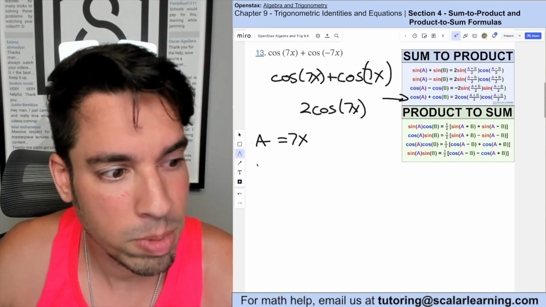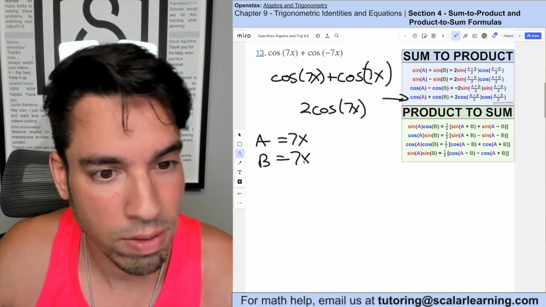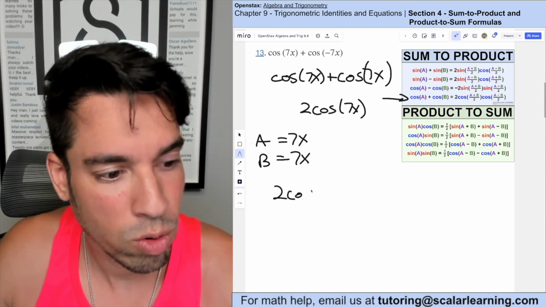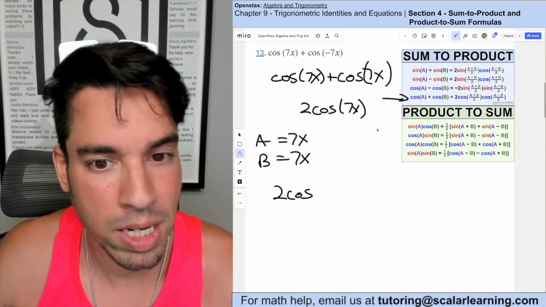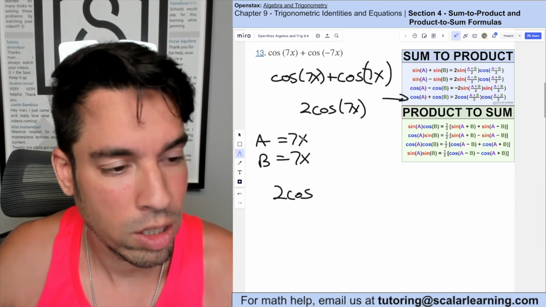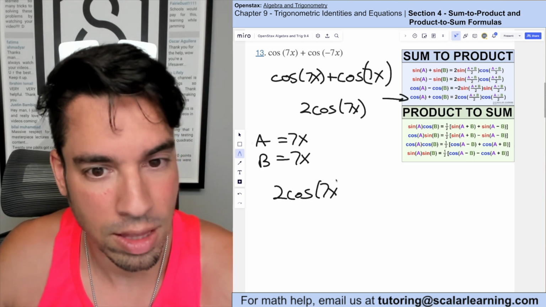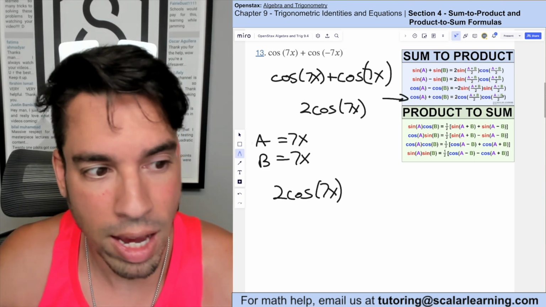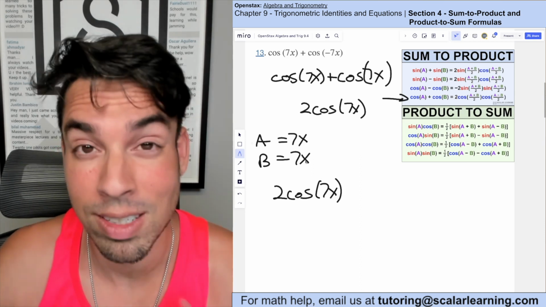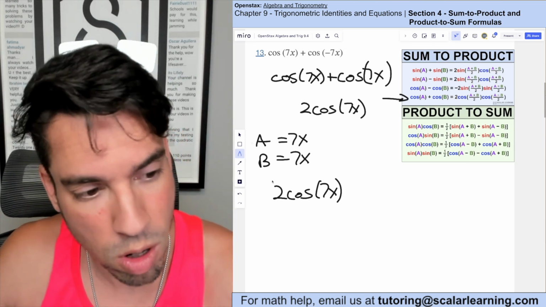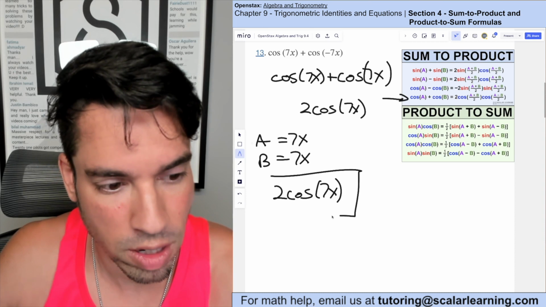So a would be 7x, b would be 7x, and then we get 2 cosine of a plus b divided by 2, which is 14x divided by 2, which is 7x, and then times cosine of a minus b, 7x minus 7x is 0 divided by 2 is 0, cosine of 0 is 1. So you see you get the same thing. So there's your answer, done.